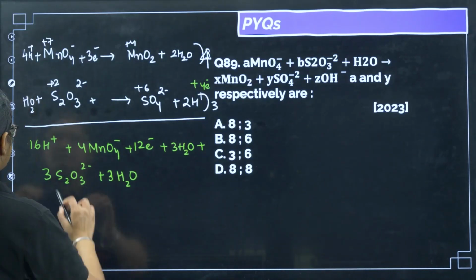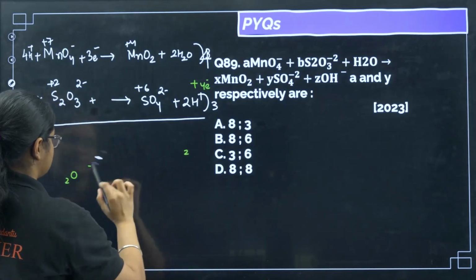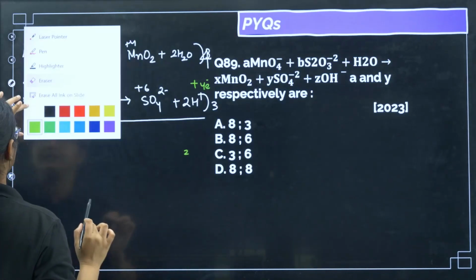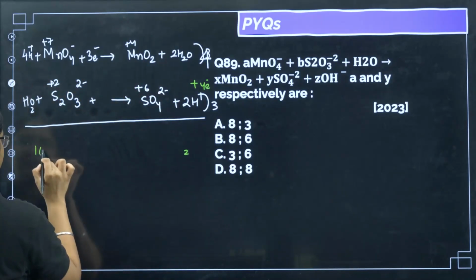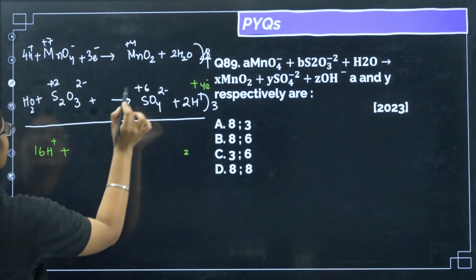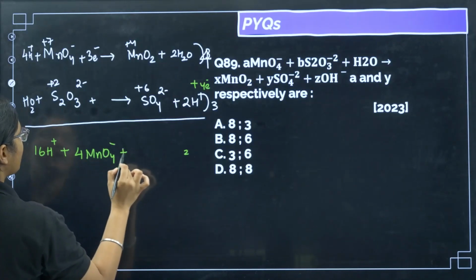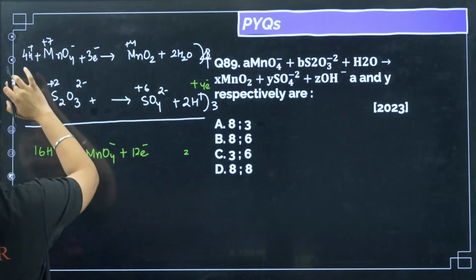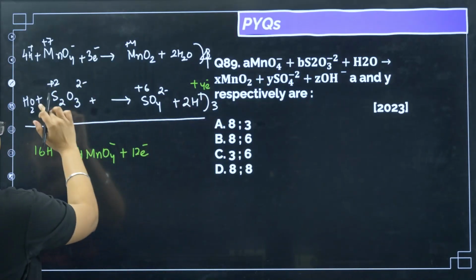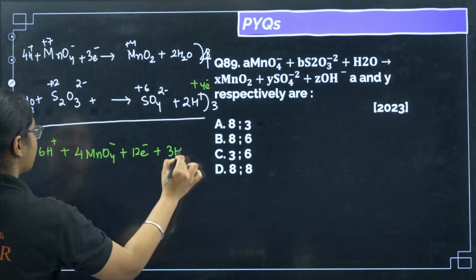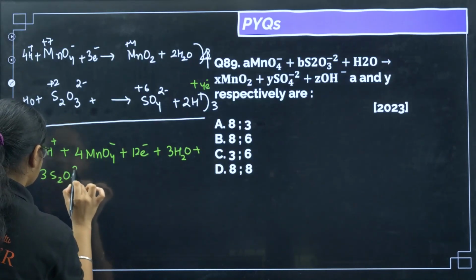Just a minute, let me just multiply once again. I think I made some error. Let me multiply once again. So I'm just writing the left hand side now. If I write down the left hand side, 4 I am multiplying with H+, I will get 16H+. Then I have 4 MnO4-, then I have 12 electrons, and here I am multiplying 3 water, and then I have 3 S2O3 2-.